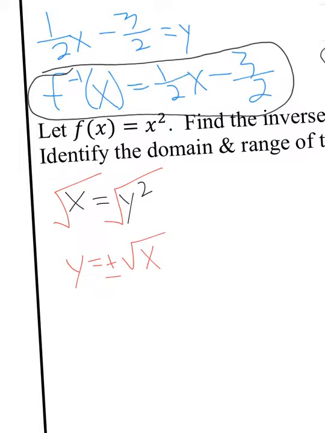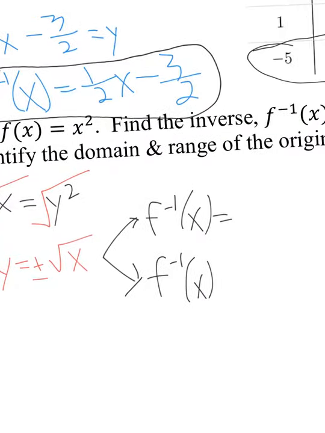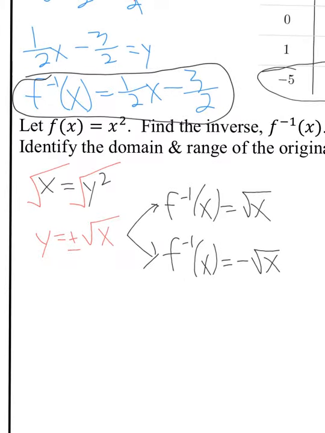So if I'm going to put that in function notation, I'm going to write it as two functions, and I'll tell you why in just a second. I'm going to write f to the negative 1 of x equals just a positive square root of x, and then equals a negative square root of x. I won't put the negative on the inside, only on the outside. And so I can answer the question as to why by looking at the graph now rather than at the end. So let's look at the graph now.